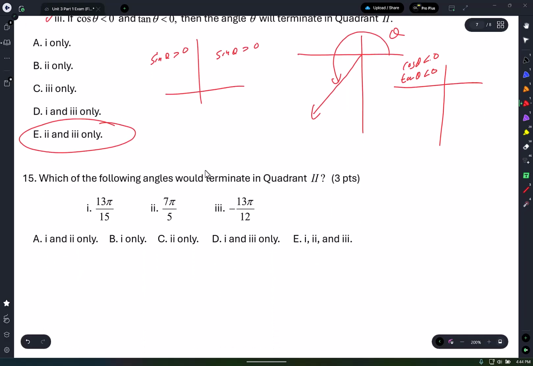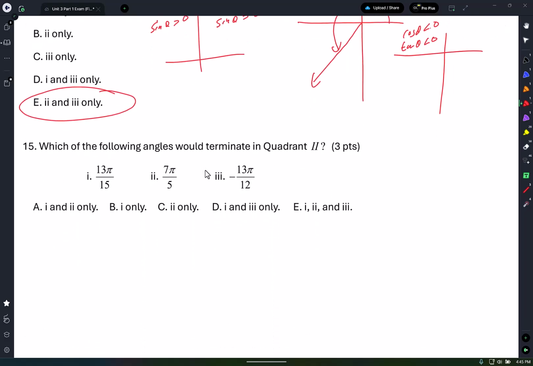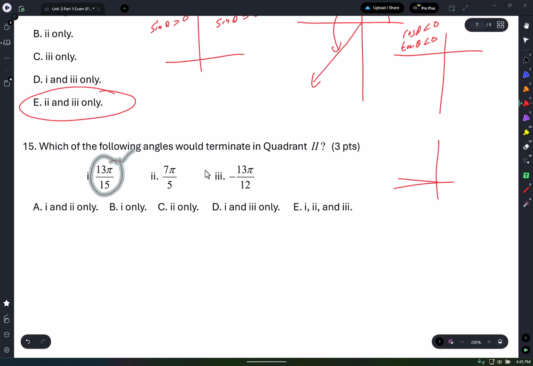Which of the following angles will terminate in quadrant 2? All right, 13 pi over 15. Look how close that is to a whole pi. That one is definitely going to terminate in quadrant 2. You could always multiply these by 180 over pi to see the angle. 7 pi over 5, look, that's more than a whole pi.